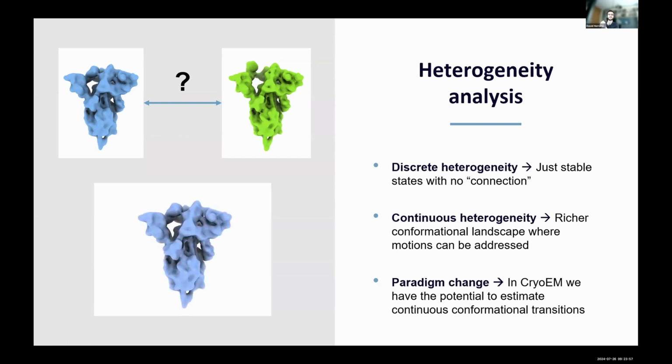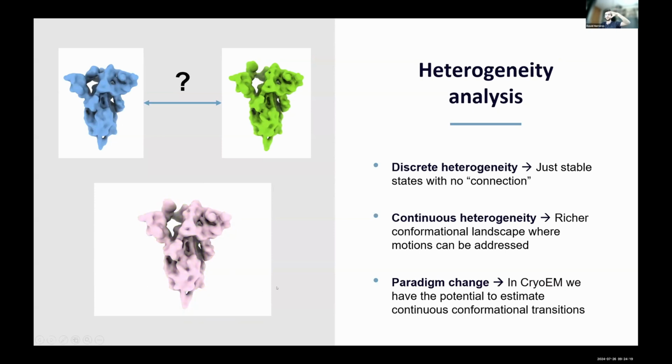And this information is discarded with this assumption of 3D classification. So I think now the field is moving towards the idea of continuous variability, trying to extract not just K classes, but as many conformational states as possible from our cryo-EM particle images. And the idea is to escape from the static pictures and go into videos, right?